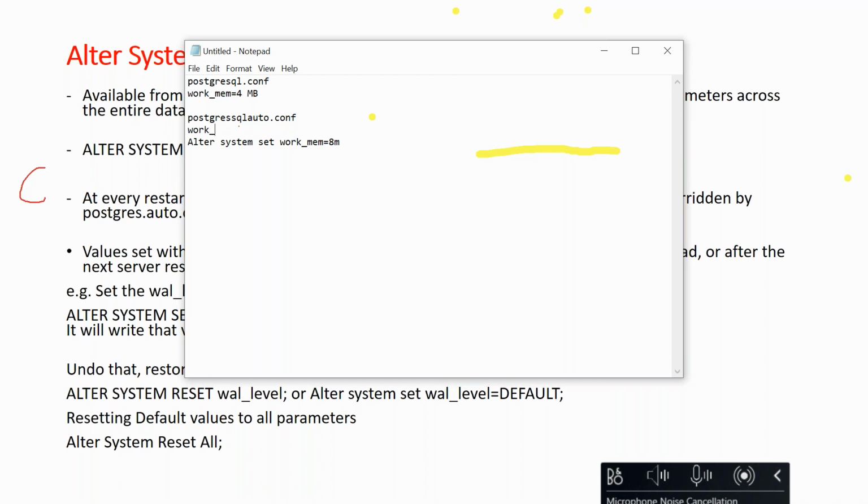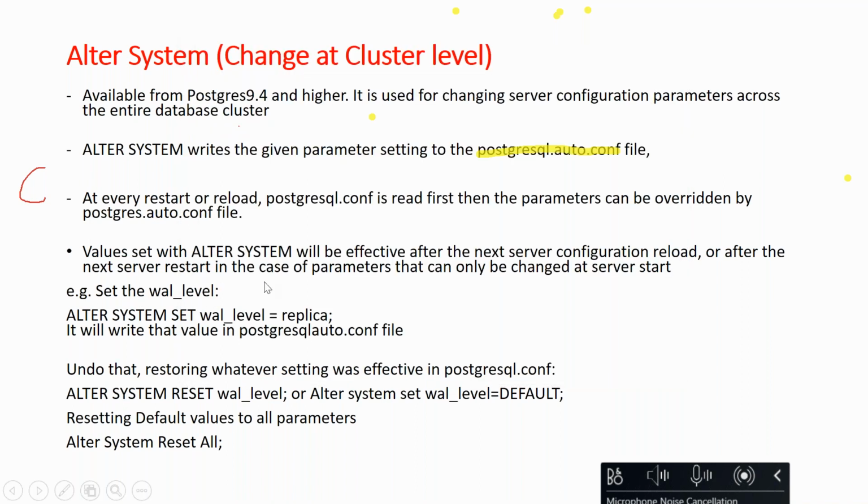Okay, so when your database cluster is starting, it will first read this PostgreSQL.conf, and then it will read this PostgreSQL.auto.conf. It will override, so you are making 8 MB for all the sessions, right? So there is a concept of PostgreSQL.conf and PostgreSQL.auto.conf.